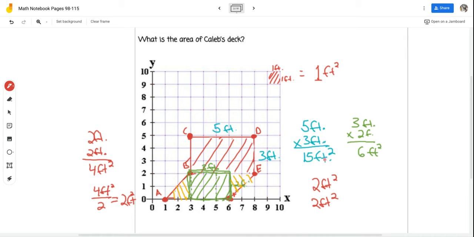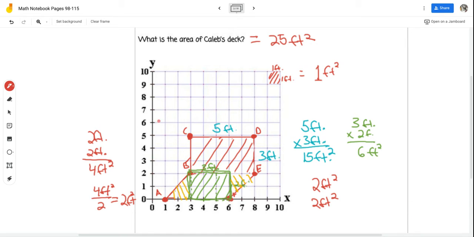Okay, so we've got to add all this up. 15 feet squared plus 6 feet squared. Well, 15 plus 6 is 21. So 21 feet squared plus 2, 23 feet squared, plus 2 more, 25 feet squared. Caleb's deck should be 25 feet squared. Okay, we did a lot there.